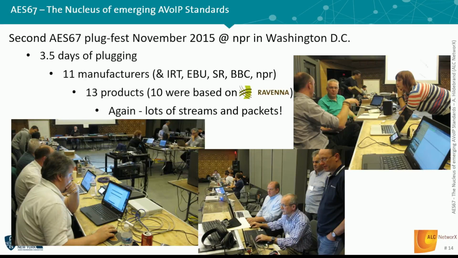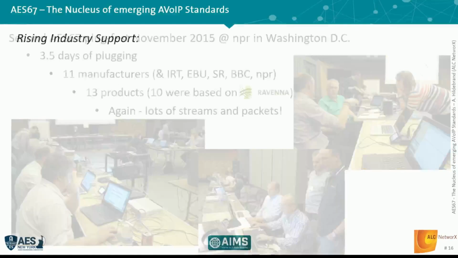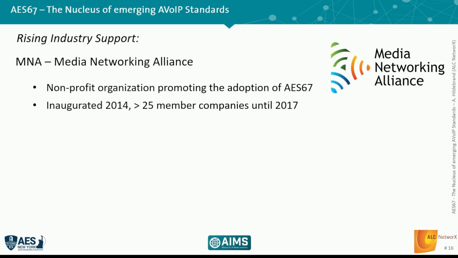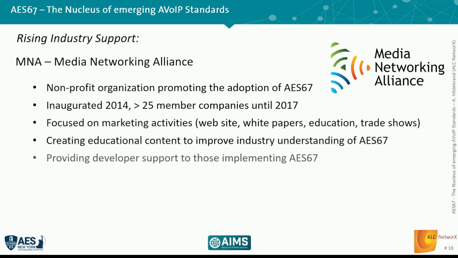productive interoperability test meetings. Now, AES67 didn't go unnoticed by the wider industry, of course, and that's when alliances came into play. So the first alliance building on AES67 was the Media Networking Alliance, which was a non-profit organization, inaugurated in 2014, and by the end of 2017 we had 25 members in this alliance. The alliance focused on marketing activities, educational stuff, and also provided developers with some guidance implementing AES67.